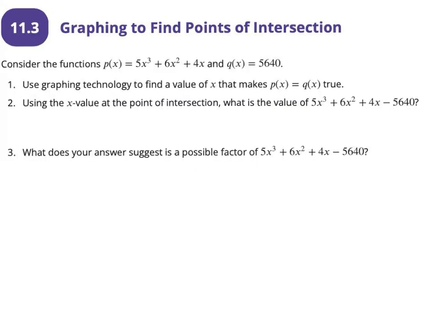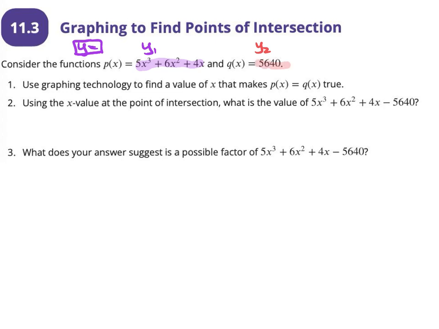Okay, let's look at this problem. Graphing to find points of intersection. So we have two polynomials. One, a polynomial, you're going to hit the y equals button. You're going to put the purple one into y1. You're going to put this one into y2. This is a constant. Now, a constant is going to make a straight line, but that's okay.